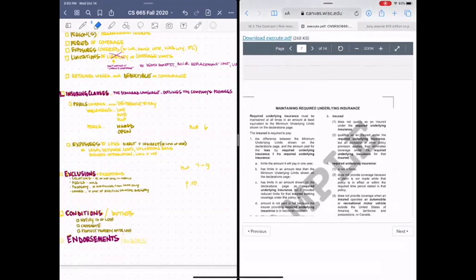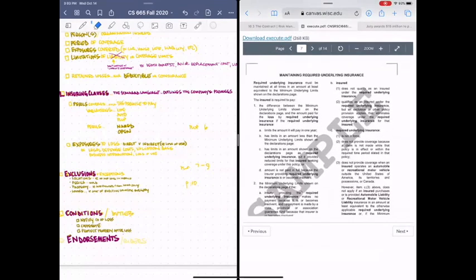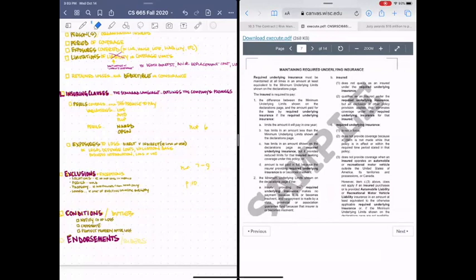But let's get to maintaining required underlying insurance. Here's another requirement of the policy, which is a blending of what we have over on this side, part of the conditions, but also part of the retained losses. You are required to maintain underlying insurance in order to have this policy stay in force. And there's all sorts of requirements about what happens if you don't have that required underlying coverage in force.